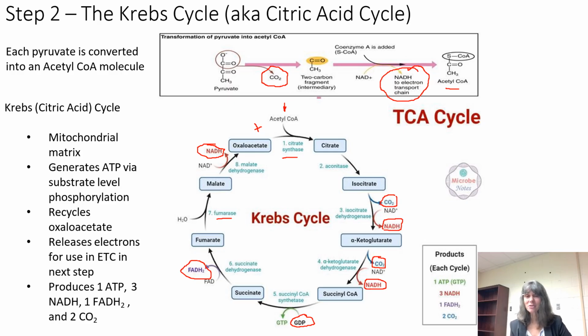We also get 3 molecules of NADH and 1 molecule of FADH2 and 2 carbon dioxides. Remember, when we go through cellular respiration, we produce carbon dioxide. Where is the oxygen? Because remember, we need oxygen for cellular respiration. Well, that's going to show up in the next part where we go through the electron transport chain and oxidative phosphorylation, which is different than substrate level phosphorylation.